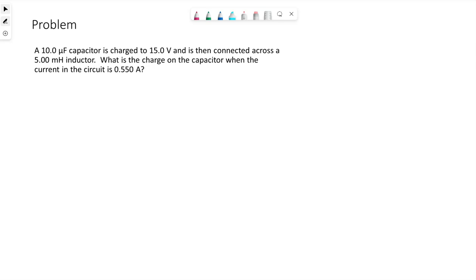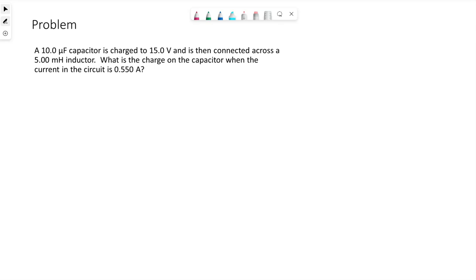We have an example problem here. A 10 microfarad capacitor is charged to 15 volts and is then connected across a 5 millihenry inductor. What is the charge on the capacitor when the current in the circuit is 0.55 amps?